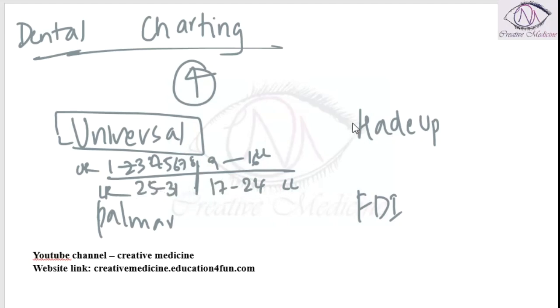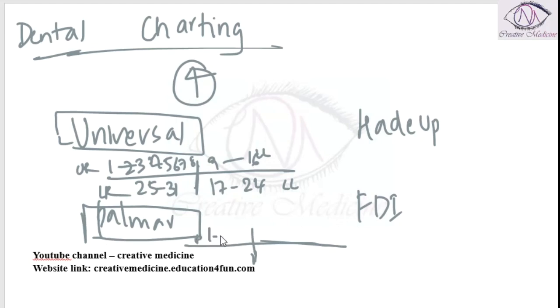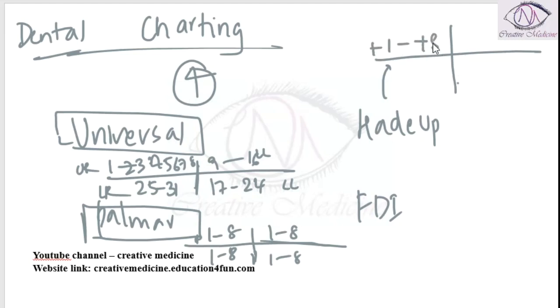Second charting is the Palmar method. In the Palmar method, again the oral cavity is divided into four quadrants, and each quadrant is divided into right and left quadrants. Each quadrant is given the numbering from 1 to 8. Three, the head-up system. In the head-up system, it is similar to the Palmar method, but the upper quadrants are designated by a plus sign, whereas the lower quadrants are designated by a minus sign.